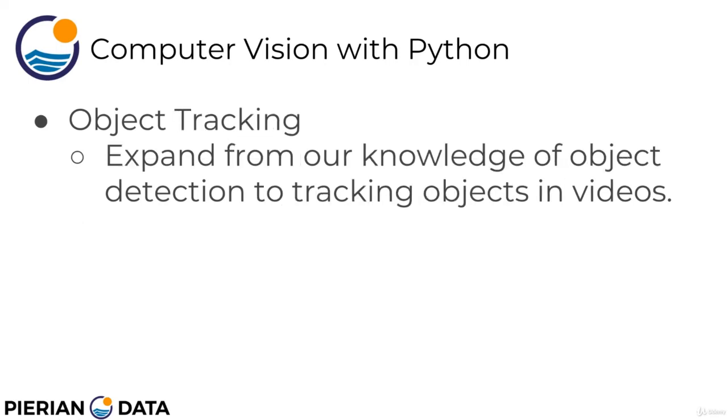Once we understand object detection, we'll move on to object tracking. So this directly expands from the knowledge of the previous section to actually then track and detect objects in videos. Object detection allows you to detect in a single image. Object tracking allows you to continue that detection through various frames and track it in a video.